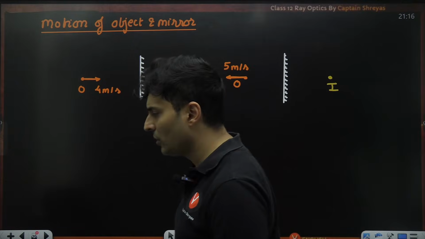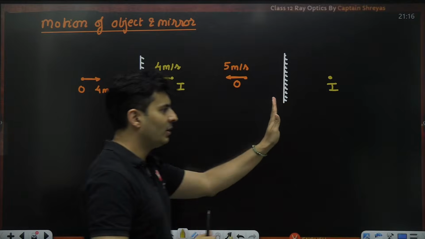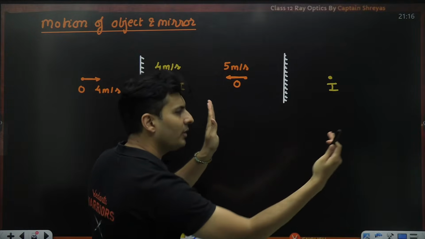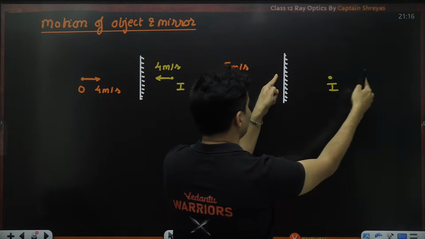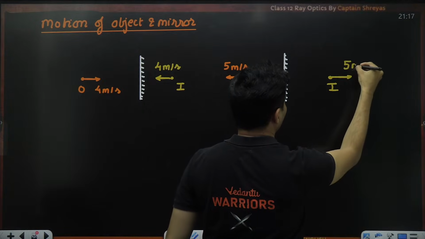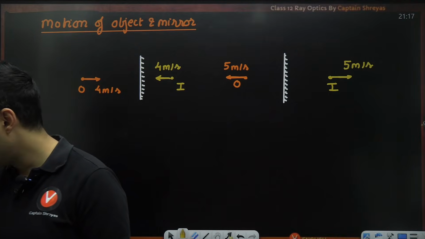The same logic also makes sense over here. If I am moving away from the mirror, the reflection of mine behind the mirror will also try to move away. So my object distance increases, my image distance also increases at the same rate. So I will be moving at 5 meters per second. Is that right, everyone? Yep, perfecto.